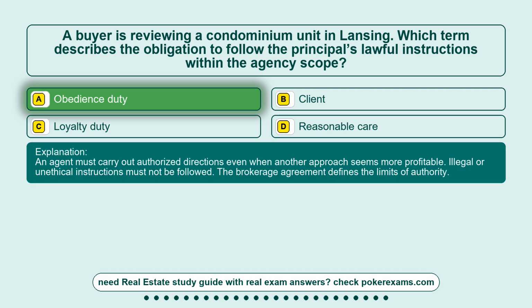An agent must carry out authorized directions even when another approach seems more profitable. Illegal or unethical instructions must not be followed. The brokerage agreement defines the limits of authority.